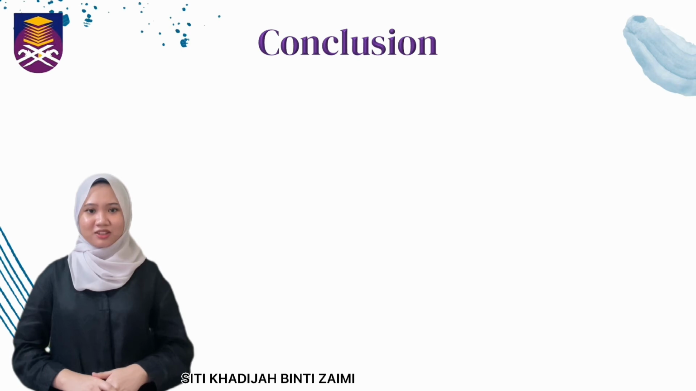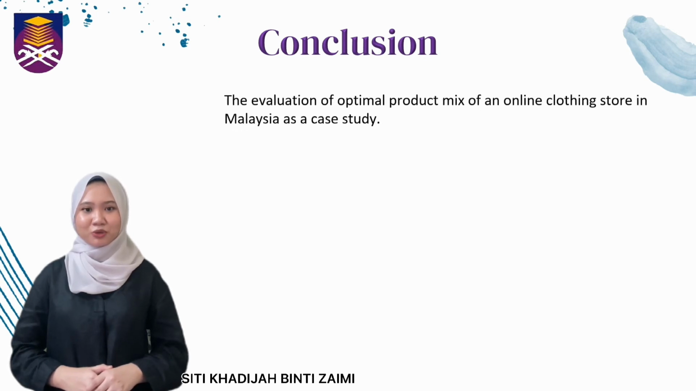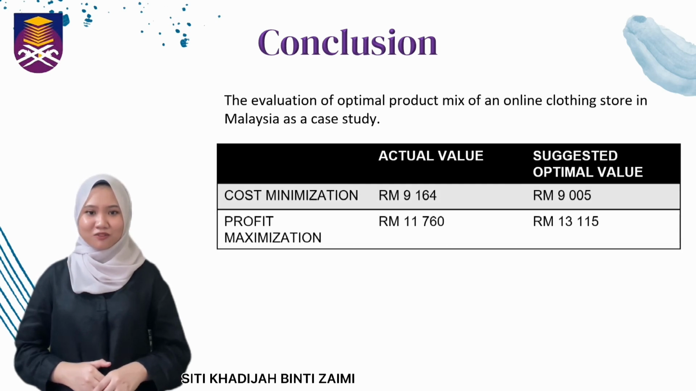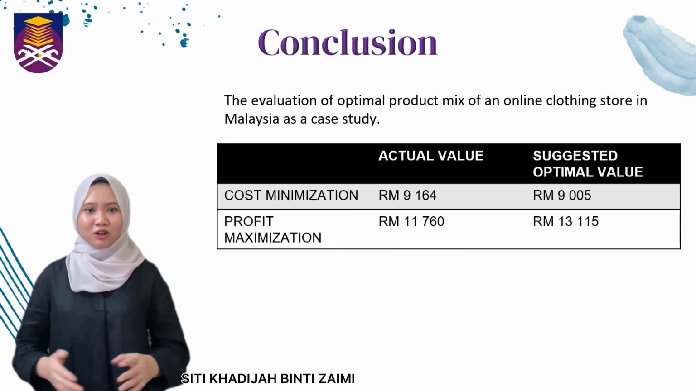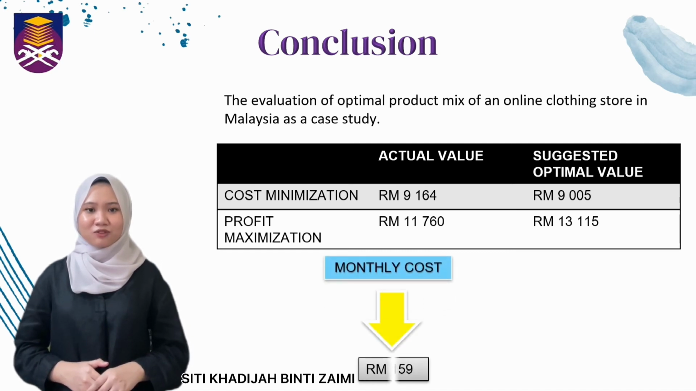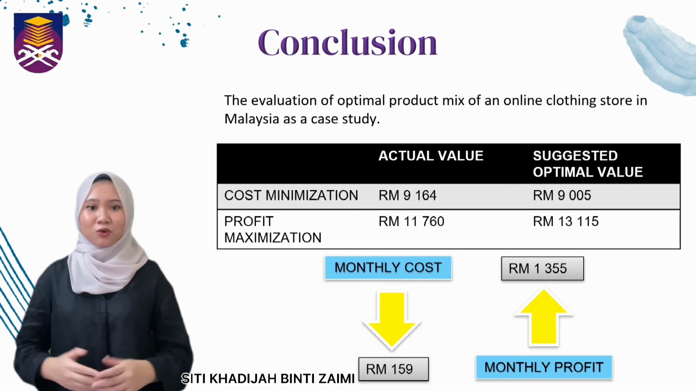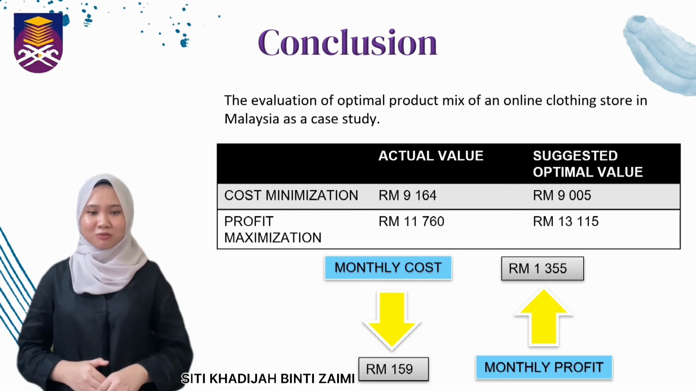This research demonstrated the ability of linear programming as a quantitative tool commonly used in managerial decision-making to evaluate the optimal product mix by considering an online clothing store in Malaysia as a case study. By comparing the actual value from the trial and error method and the suggested value gained from the linear programming method, the owner of the online clothing store can reduce the total monthly cost by 159 ringgit and gain an increase in profit of about 1,355 ringgit per month if they follow the suggested optimal product mix.